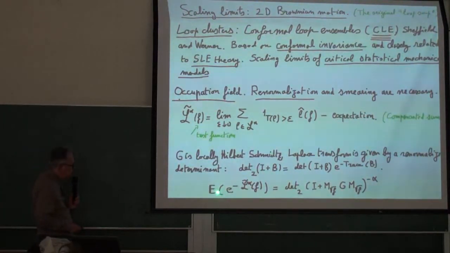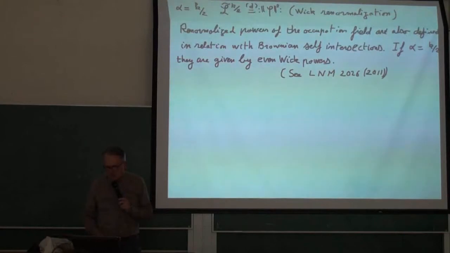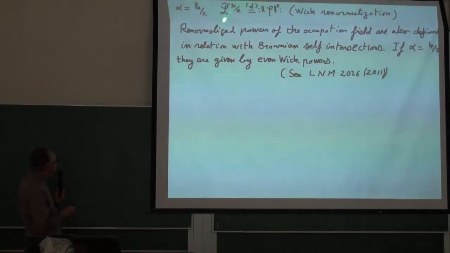So the Laplace transform is given by this det2 of identity plus multiplication by square root of f, G, multiplication by square root of f, and this is a Hilbert-Schmidt operator. So this makes sense, and you can take the power alpha. Then again, you see the relation with the free field coming. Namely, for example, for k equal 1, you will get that the Wick square of the free field has the same distribution as this renormalized occupation field. So what is the Wick square of the free field?